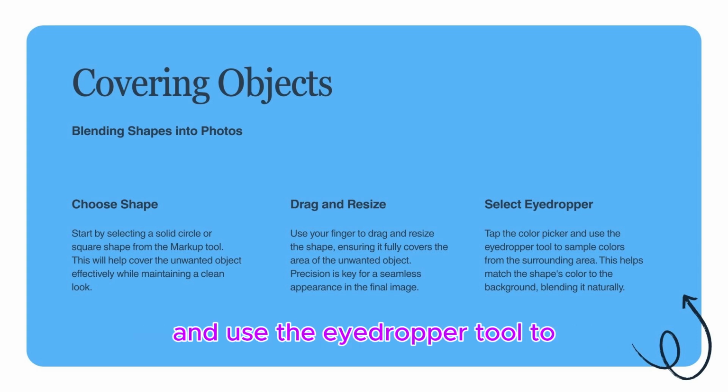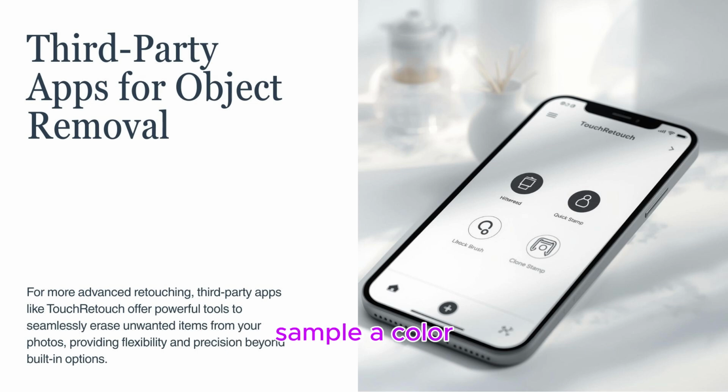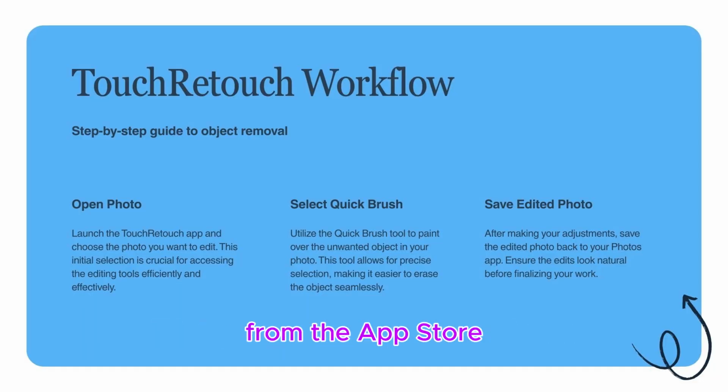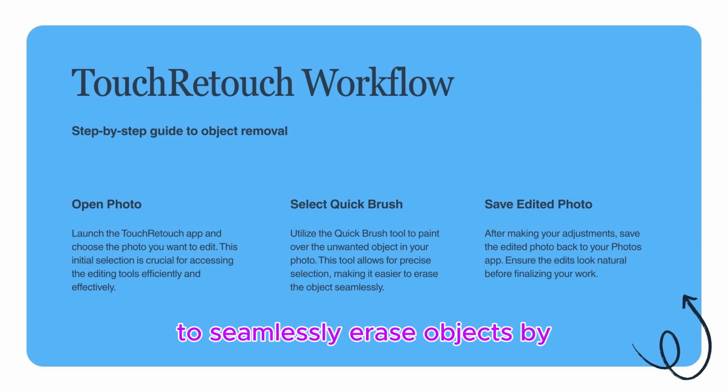Tap the color picker and use the eyedropper tool to sample a color from the area around the object. This makes the shape blend in. Tap Done to save. For a more powerful edit, use the Retouch tool in a third-party app, like TouchRetouch from the App Store. It has a quick brush or clone stamp to seamlessly erase objects by copying nearby pixels.